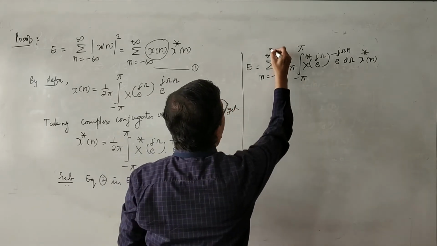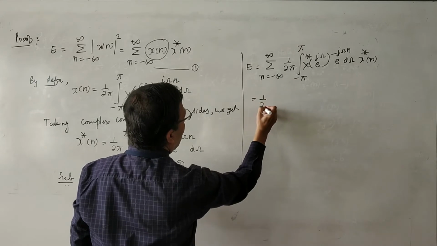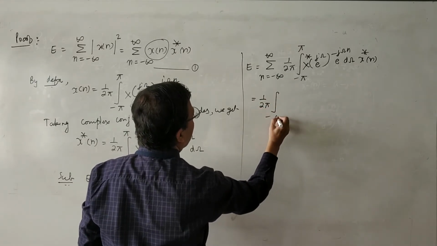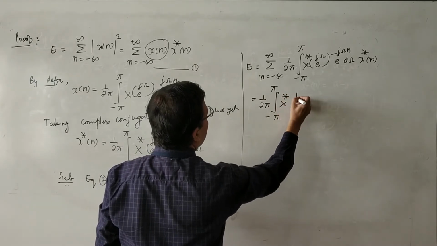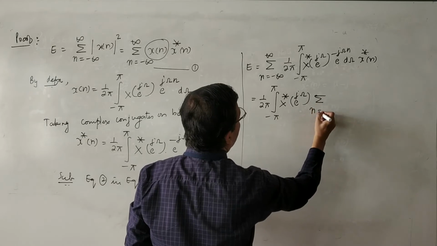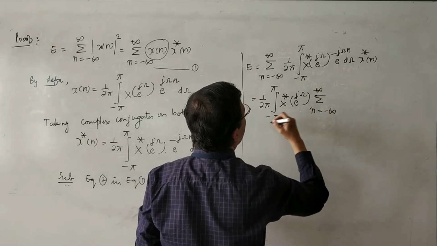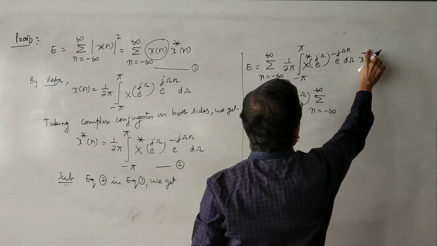Interchange integration and summation orders. That will give you 1 by 2 pi integration from minus pi to plus pi X conjugate of e to the power j omega summation n equals minus infinity to plus infinity. So this is x of n.